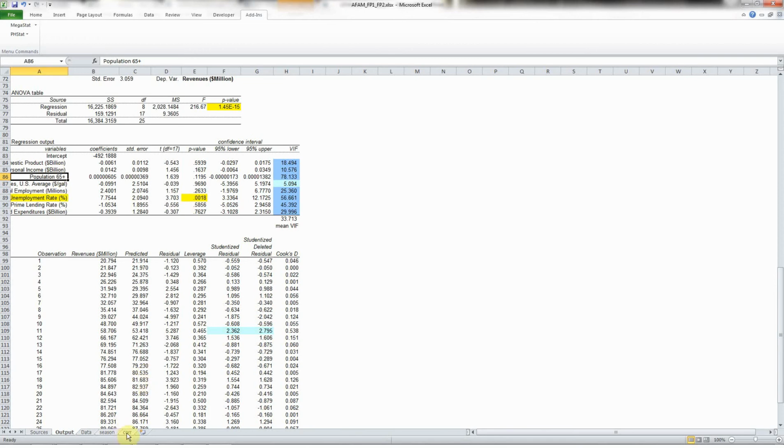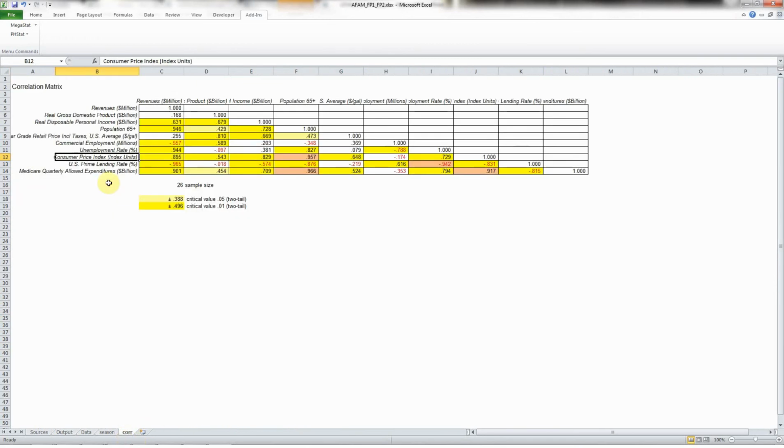So once again, let's go take a look at that. So I look at population 65 plus, and I'm noticing that here's population 65 plus, and I already dropped consumer price index here, but I also see it's highly correlated with Medicare quarterly allowed expenditures. Now, that has a correlation of 0.901. This has a correlation of 0.946.